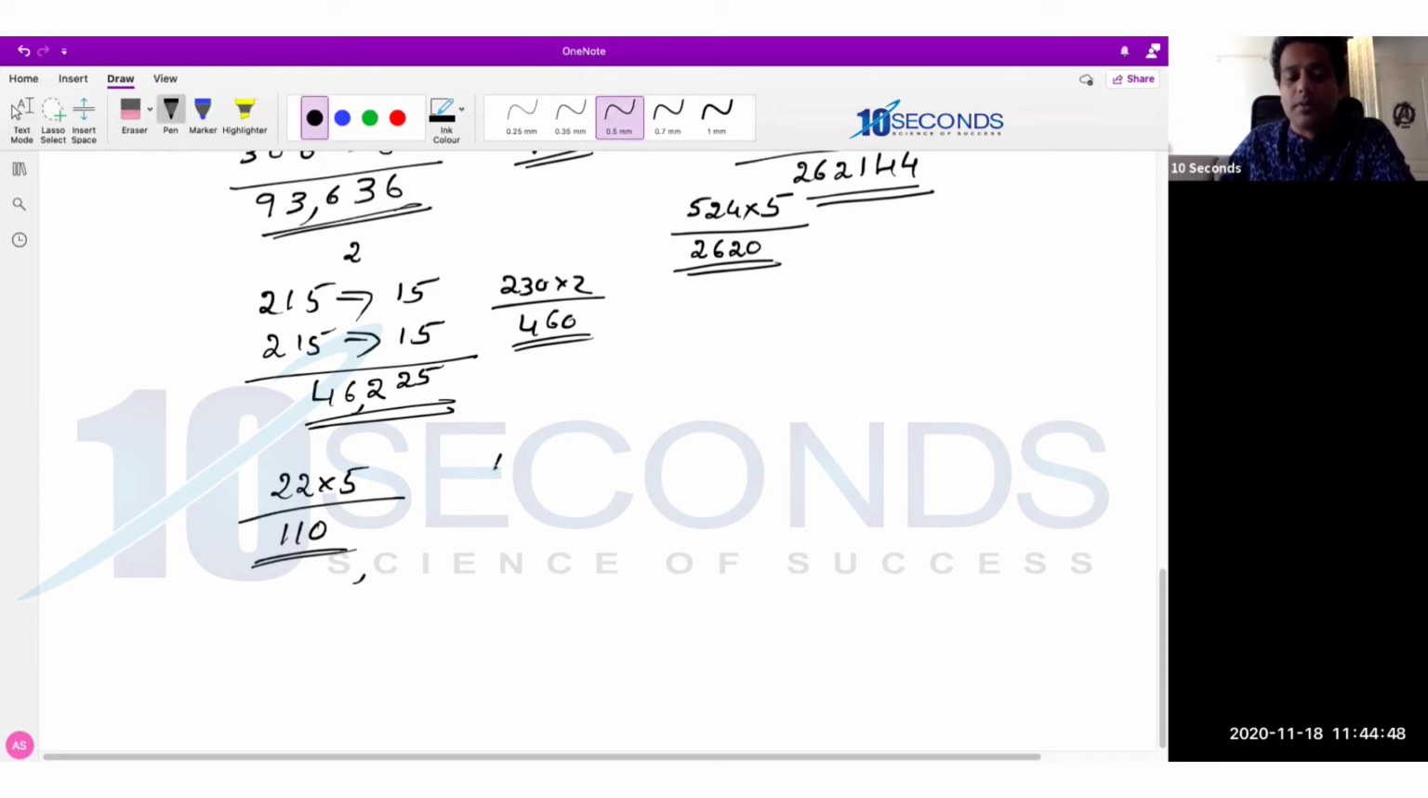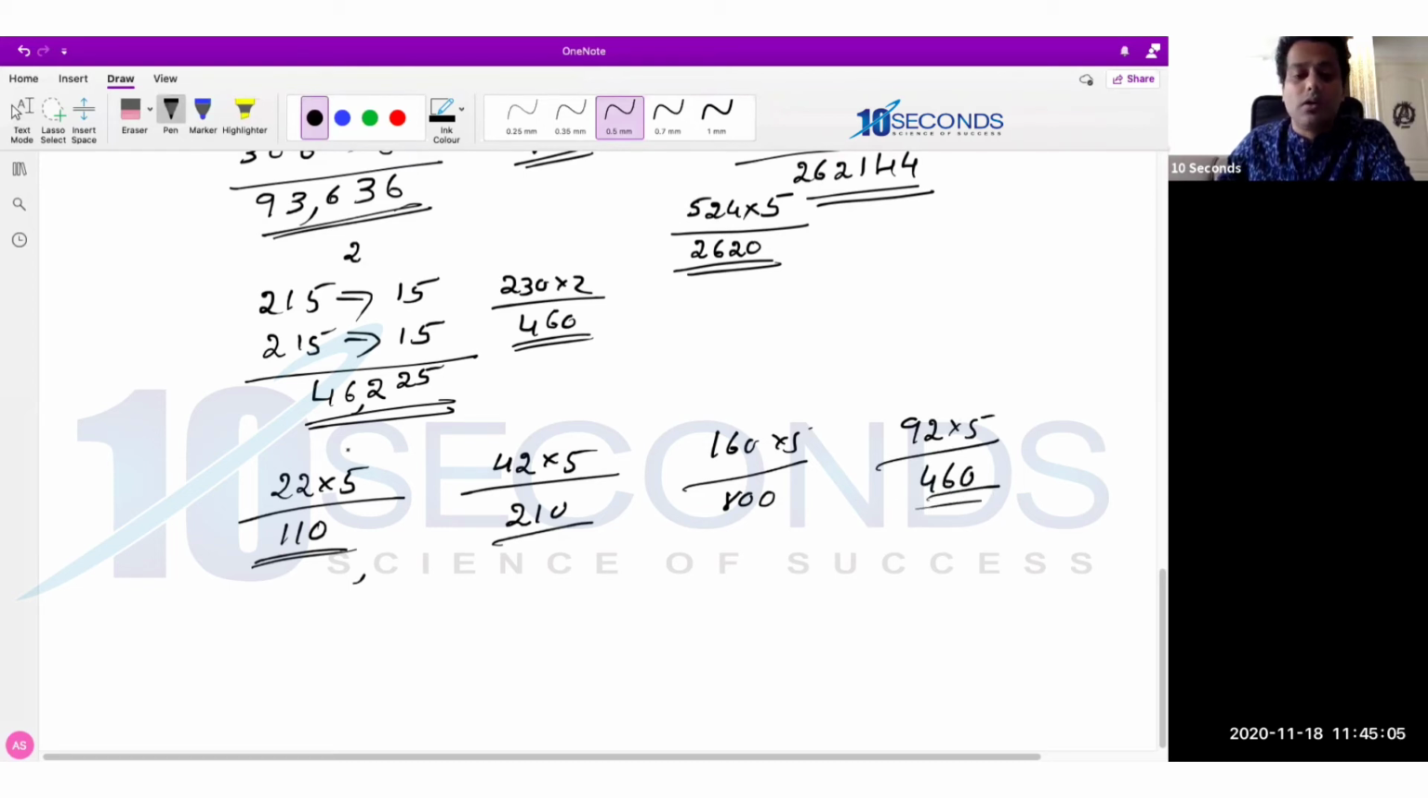Say you have to multiply 42 by 5. What is half of 42? 21. Put 0. Say 160 into 5. What is half of 160? 80. Put 0. Say 92 into 5. What is half of 92? 46. Put 0. All these are even numbers, you can see.